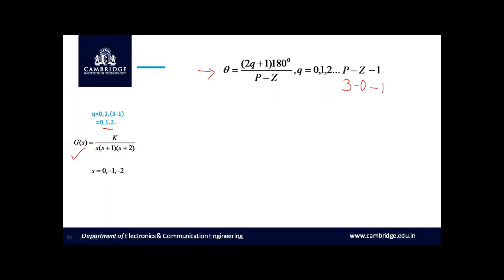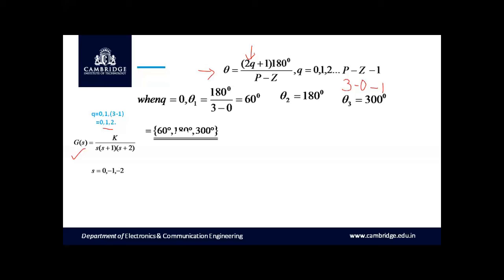Let us substitute for q is equal to 0 in this expression. We get theta 1 as 180 degree divided by 3, that is 60 degree. Substituting for q is equal to 1, theta 2 will be equal to 180 degree. Substituting for q is equal to 2 in the above expression, we get theta 3 is equal to 300 degree. So we have 3 asymptotes at an angle of 60 degree, 180 degree and 300 degree.